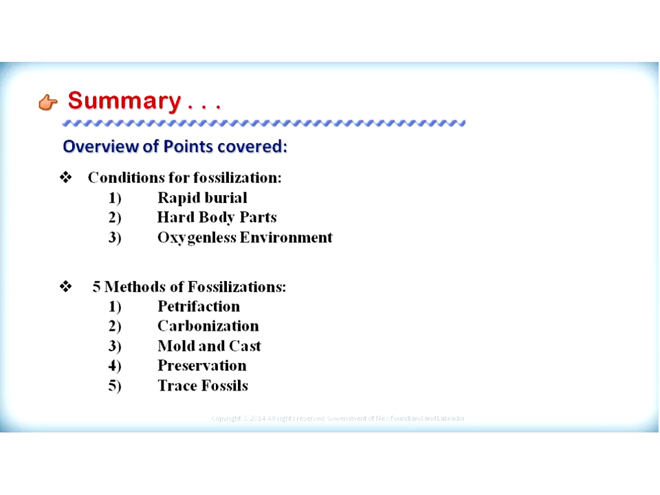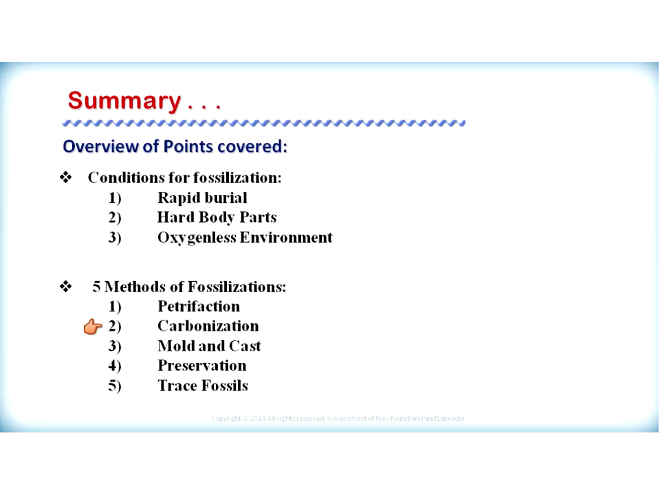In summary, there are 3 conditions that are responsible for fossilization. You need hard body parts, rapid burial, and an oxygenless or oxygen-free environment. And we looked at 5 methods of fossilization. These include petrifaction, carbonization, mold and cast, preservation, and trace fossils. So petrifaction would involve the replacement of the material by mineral matter, and that preserves both internal and external details.